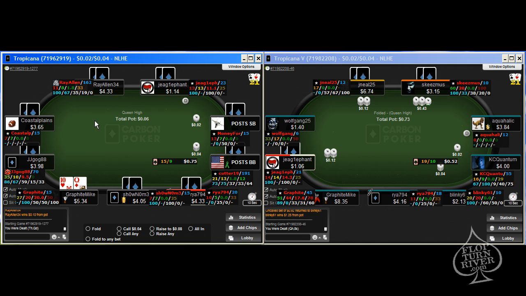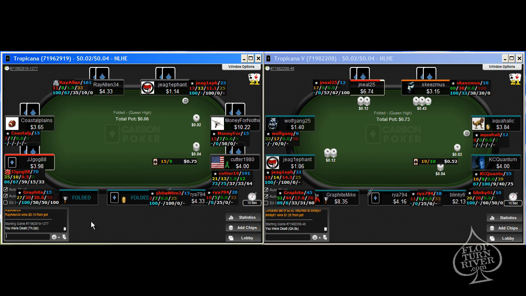Okay, so we saw Ray Allen here open the button and he opened to 3x. I'm inclined to believe that he's possibly not adjusting his open raise sizes based on position, because 3x on the button is kind of high.